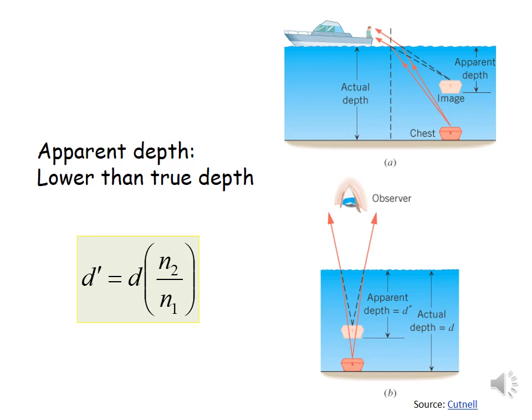Due to the effect of refraction, the apparent depth that you see is lower as compared to the actual depth. Using a simple geometrical model derived from the Sahal-Snell's law, we can determine the apparent depth by this formula. D prime is equal to D times n2 divided by n1, where D prime is the apparent depth and D is the actual depth, n2 is the refractive index of medium 2, and n1 is the refractive index of medium 1.